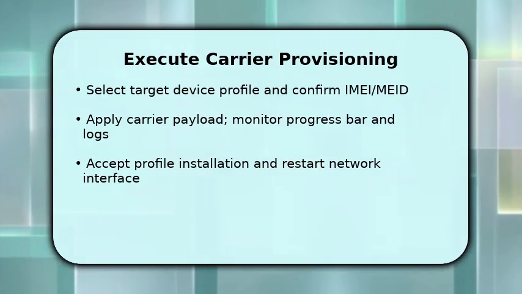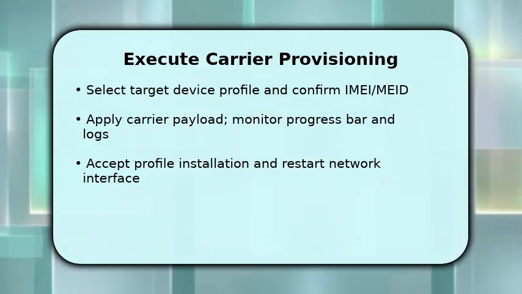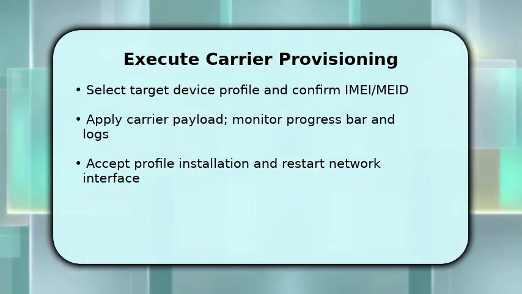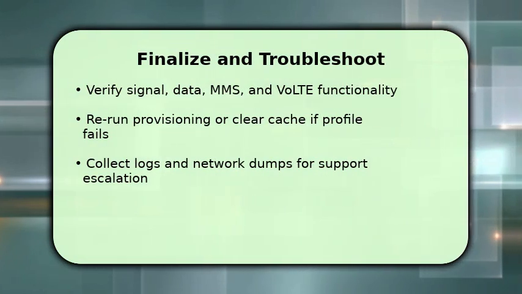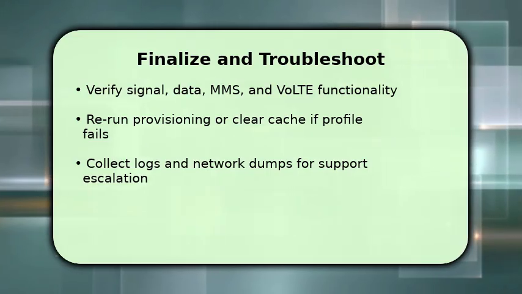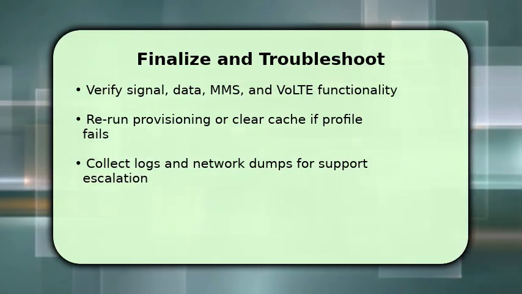Once the write completes, restart the phone's network interface or toggle airplane mode to commit the new settings. You finish by verifying signal strength, data, MMS and VoLTE, test calls and internet browsing to confirm full service.